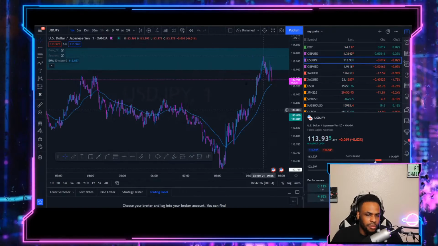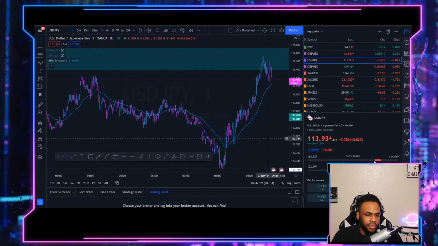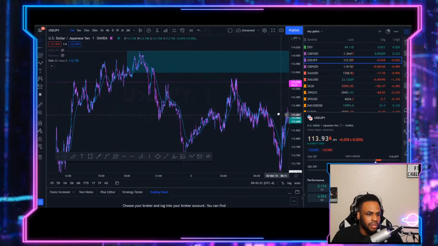USD JPY is pushing back away from that area. Might get a nice sell-off. Who knows?